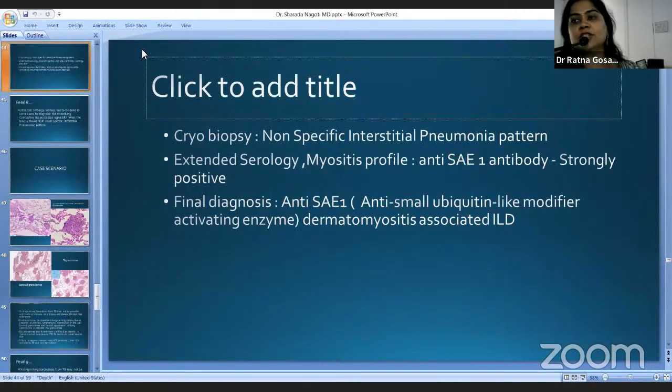So the cryobiopsy showed a non-specific interstitial pneumonia pattern. So extended serology was suggested. A myositis profile was also suggested. And then anti-SAE1 antibody was strongly positive. So the final diagnosis was anti-SAE1, that is anti-small ubiquitin-like modifier activating enzyme, dermatomyositis-associated ILD was signed out.